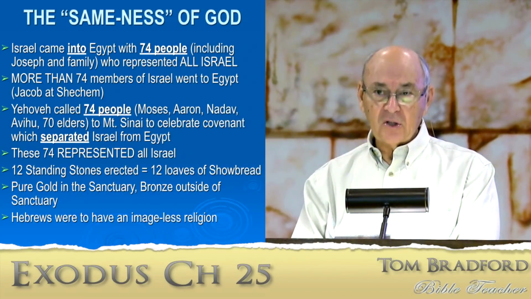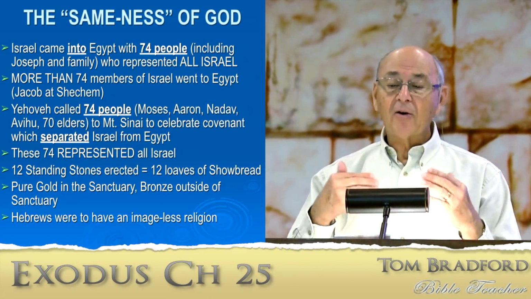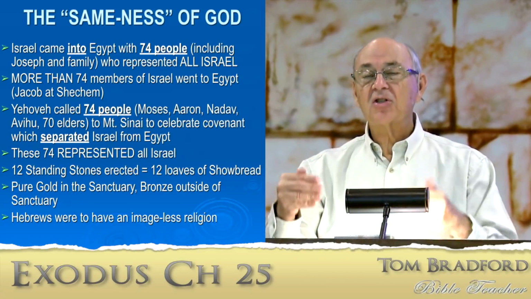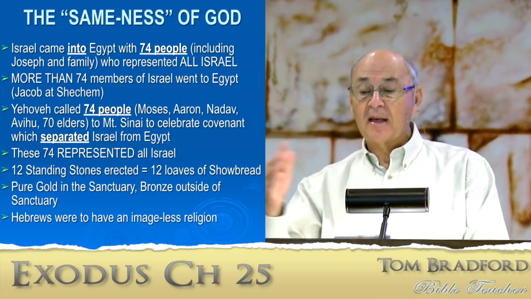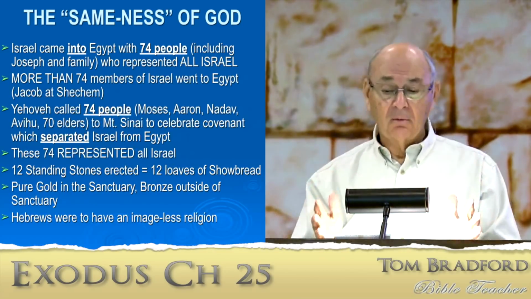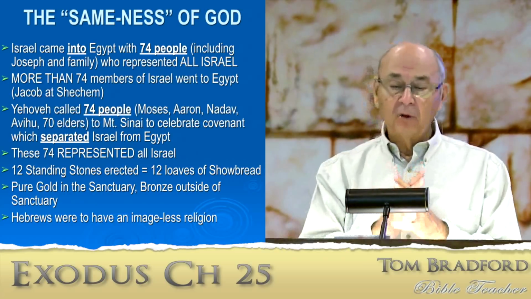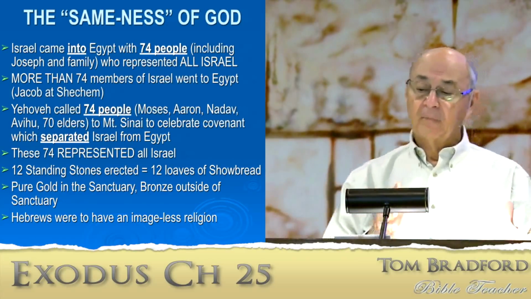The 74 Israelites spoken of as coming to Egypt represented the entire nation that entered Egypt, just as the 74 Israelites that God called to come up to his mountain represented the Israelite nation that left Egypt. Well, Moses erected 12 standing stones, 12 monuments, at the base of Mount Sinai to represent the 12 tribes of Israel before God. And accordingly, God instructed that there is to be a table in the tabernacle with 12 loaves of showbread on it at all times, representing the 12 tribes of Israel before him.